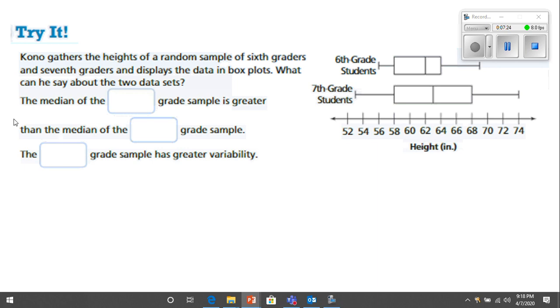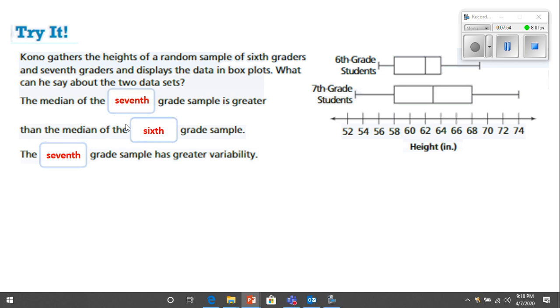Well, one, it says the median of blank grade sample is greater than the median of the other grade. Well, as we can see, the median of the 7th graders is greater than the 6th graders. Next, it says the blank grade sample has greater variability. Well, which one is longer? Well, it's easy to see that the box of the 7th graders is the longer, so the 7th grade sample has greater variability. What does this really mean in the end?